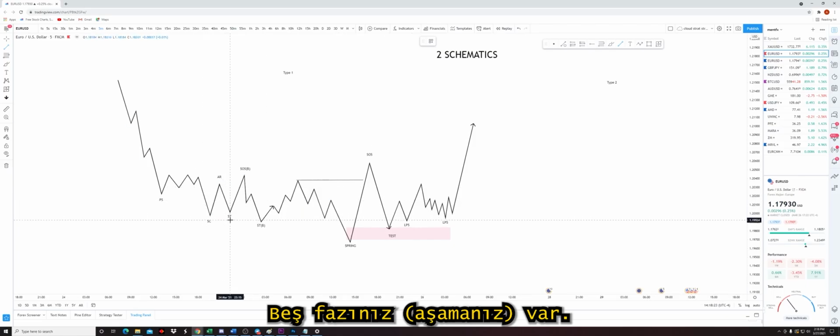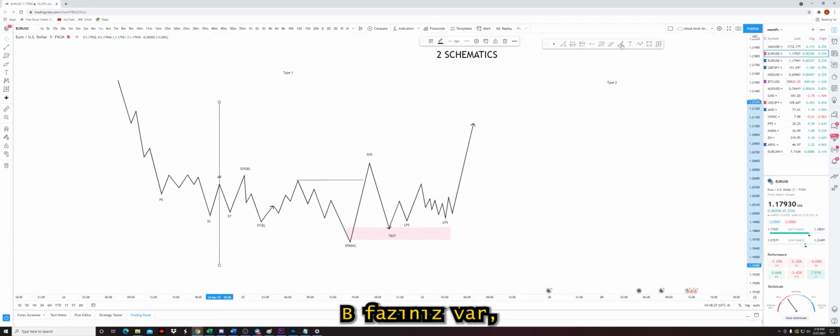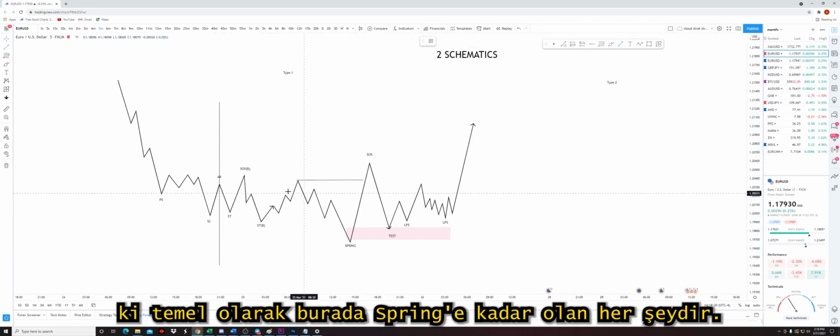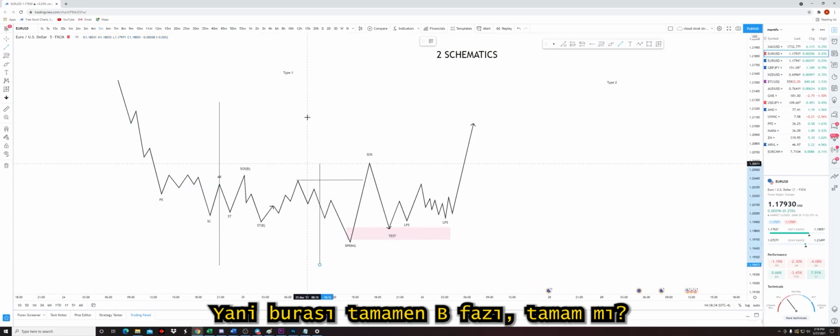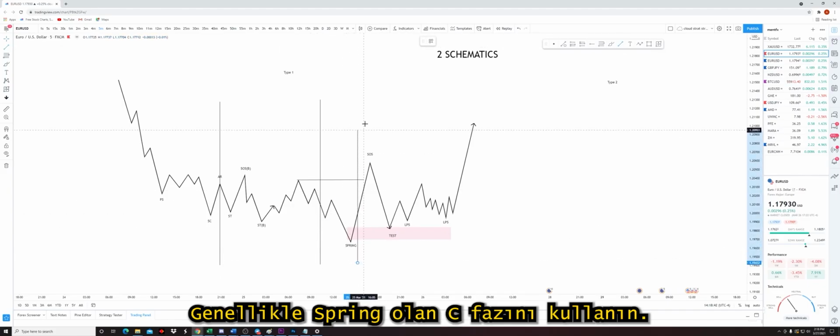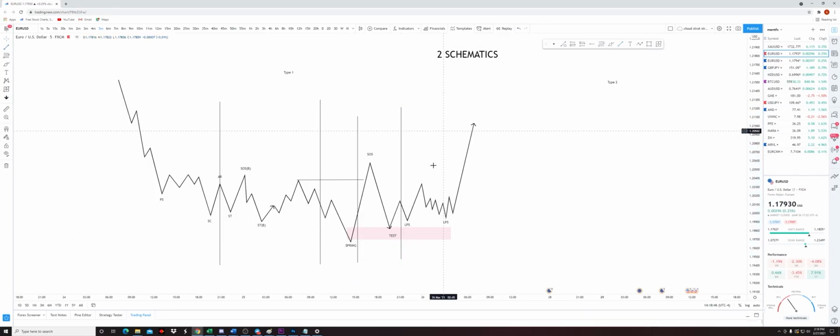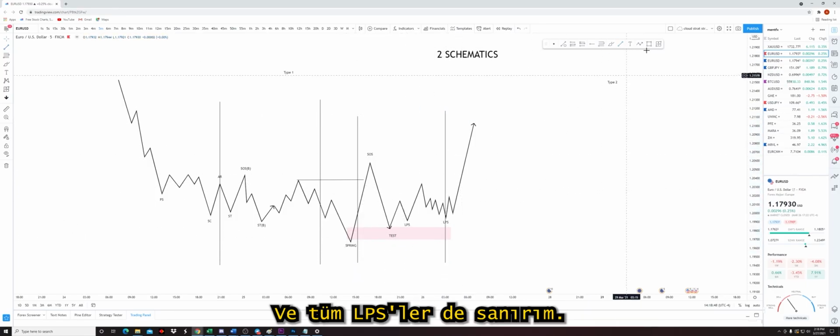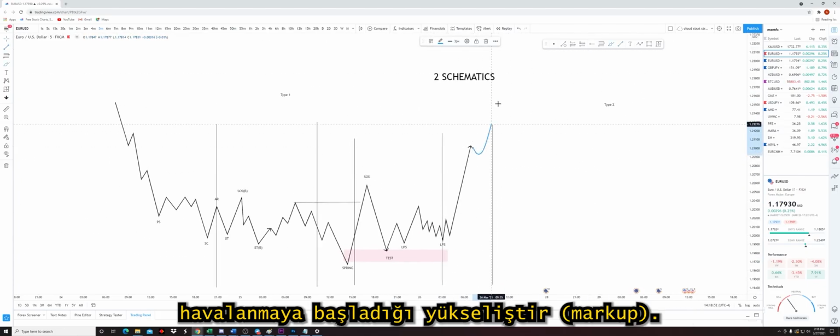You have 5 phases ultimately. You have phase A, which is basically up to the AR. You have phase B, which is everything that happens here, basically, until this spring. So this is all kind of phase B right here. You have phase C, which is usually the spring. You have phase D, which is usually the test, I believe, if I'm not mistaken. And all the LPSs too, I believe. And then you have phase E, which is the markup, where price begins to basically take off.